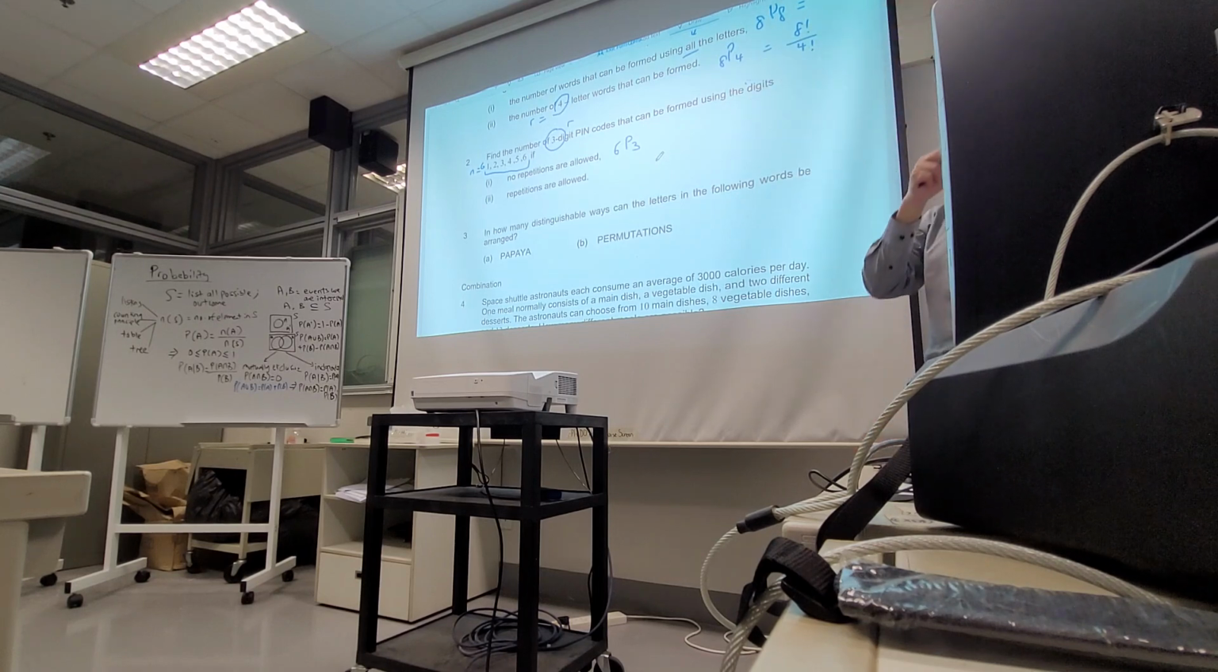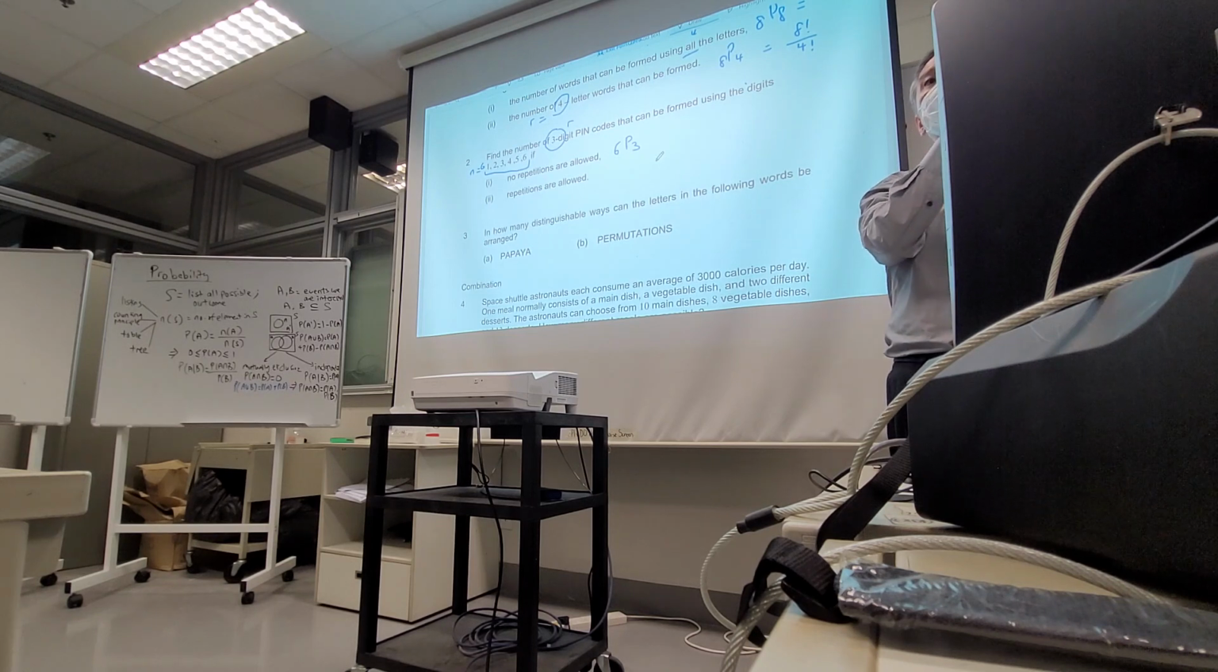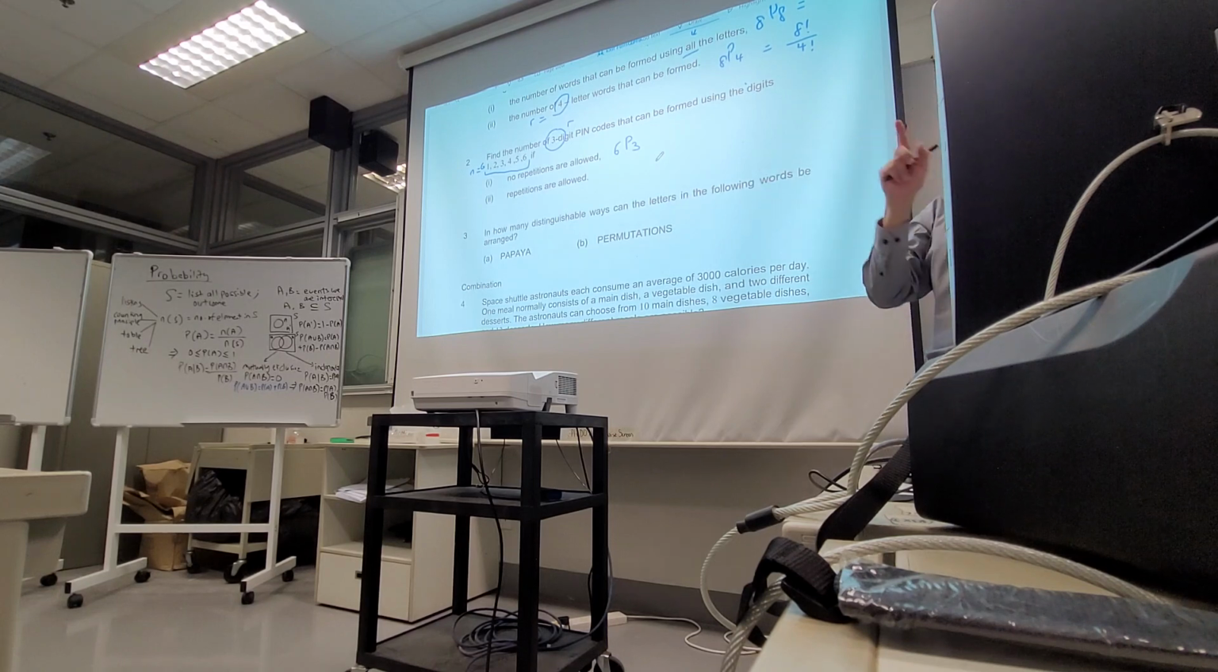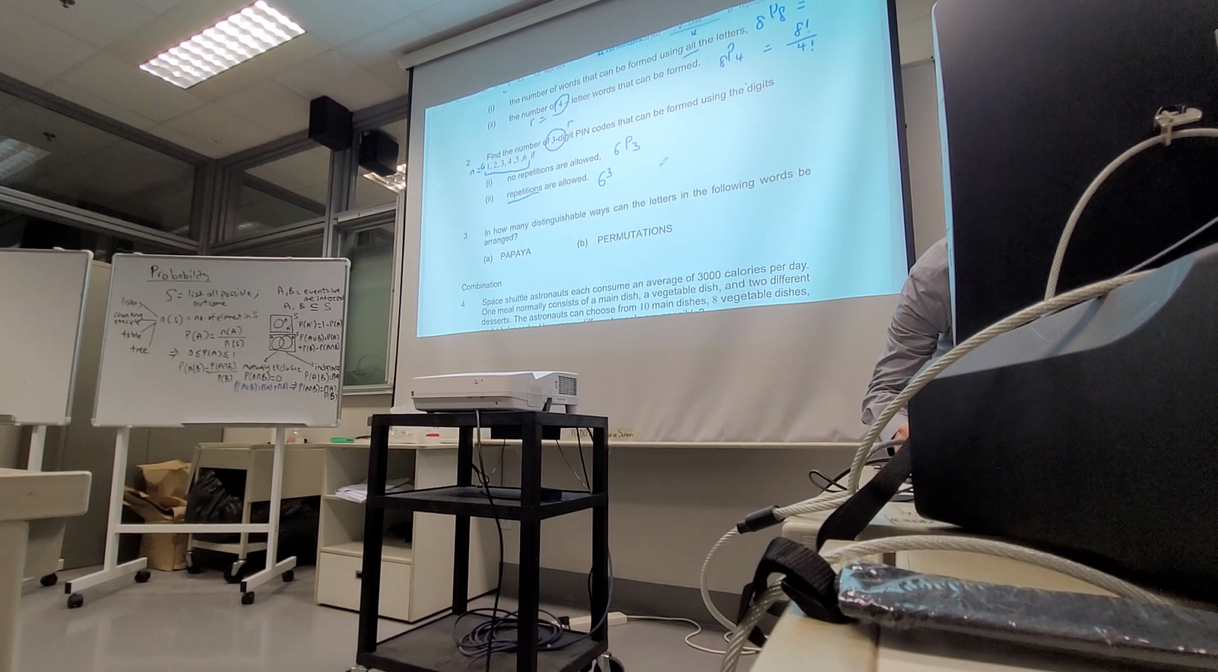Permutation is where order is important, combination is where order is not important. Take note, both cases have no repetition. If you see repetition, you cannot use P and C. So in this case, if I want repetition, the answer is going to be 6 to the power of 3. You all know how to get 6 to the power of 3? Why? Because I have 3 different locations.